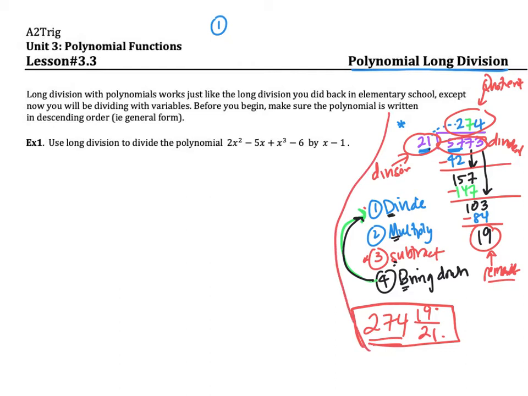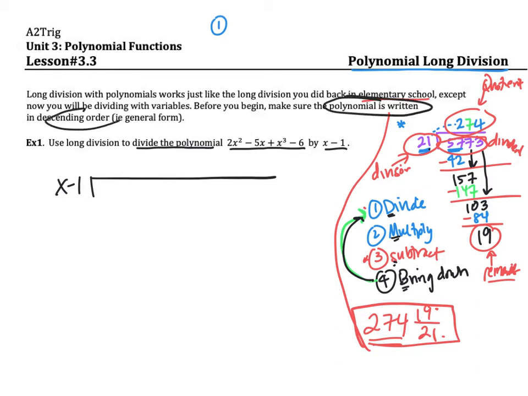All right, so that was your basic elementary school long division, or maybe middle school, but now we're going to apply this to polynomial long division. So we're going to divide this polynomial, 2x squared minus 5x plus x cubed minus 6, by x minus 1. So the x minus 1 goes on the outside, and on the inside, underneath the division bar, we need to make sure we have written our polynomial in descending order.